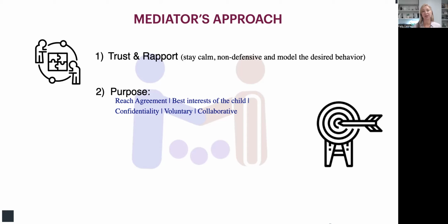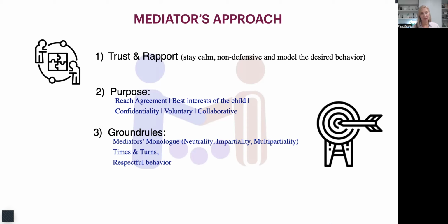So establishing that purpose from early on, and making sure that the parties understand what that is, and the significance and the importance of each part of that purpose, is a very important part of setting up the environment for mediation and making the parties comfortable, making them trust the process and trust you as the mediator, as the conductor of that process. Third is setting up the ground rules.